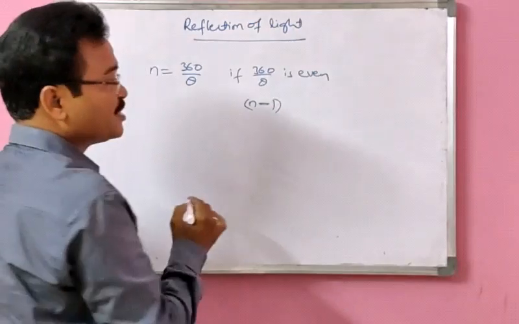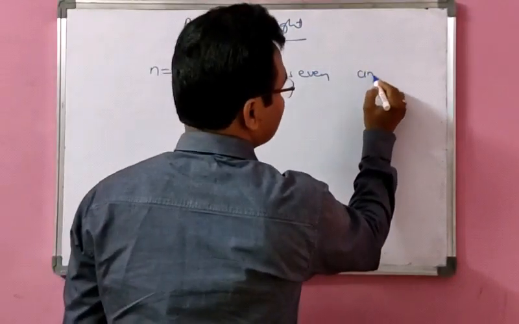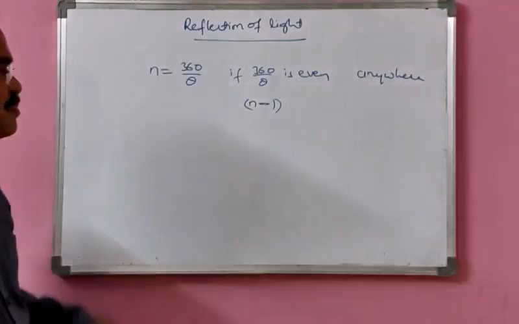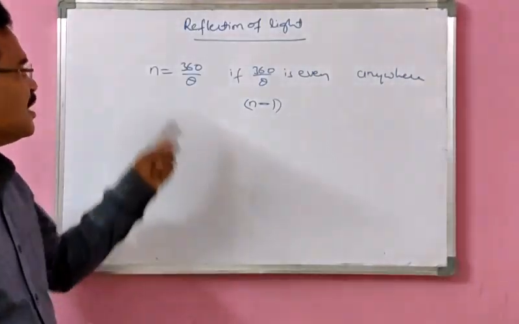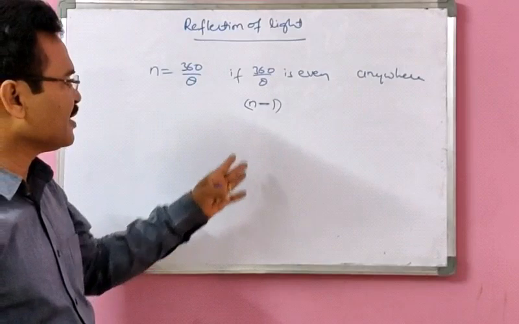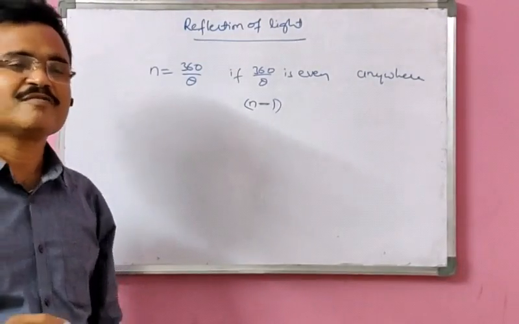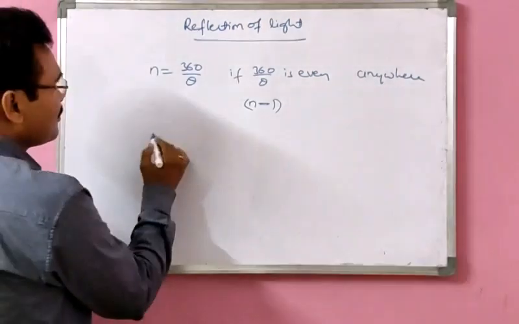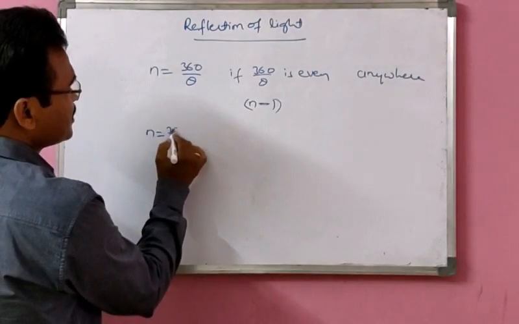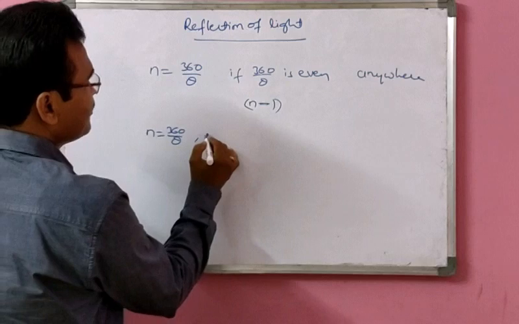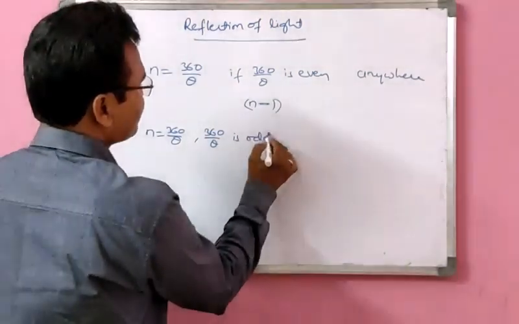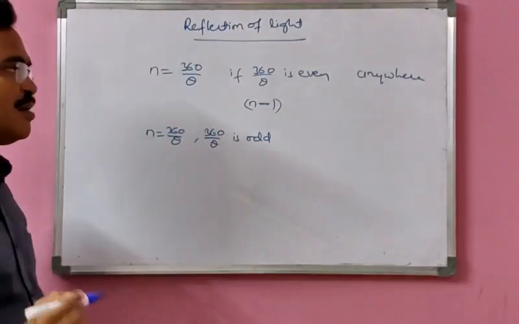And the object can be placed anywhere. If the object is placed anywhere between the mirrors, and if 360 by theta is even, then you have to subtract 1 from it. Okay. Now, next one: n equals 360 by theta, and 360 by theta is odd.